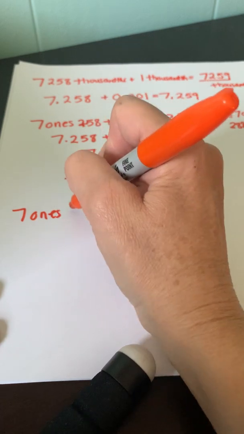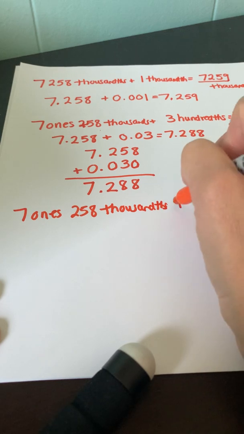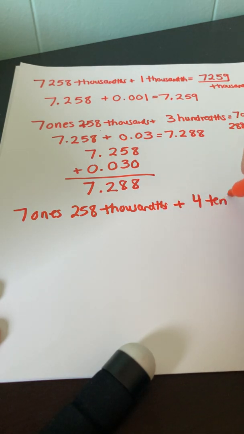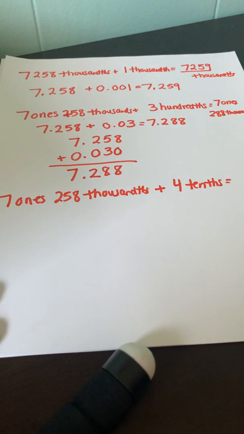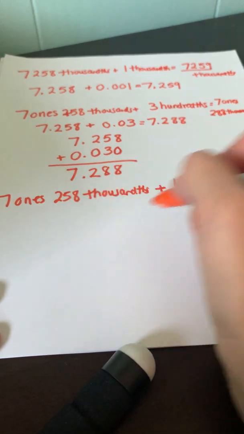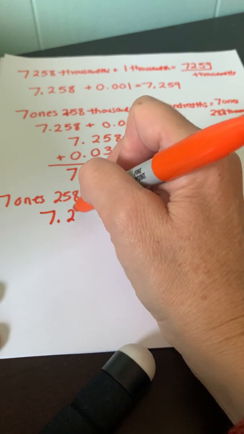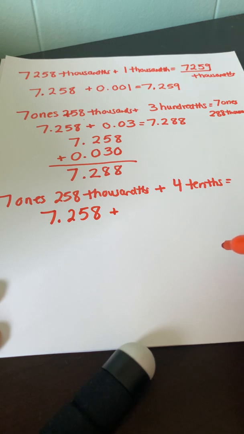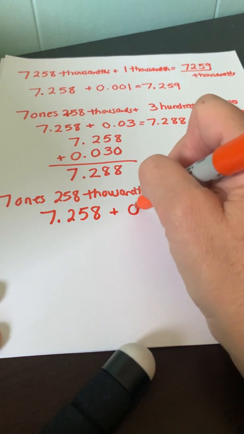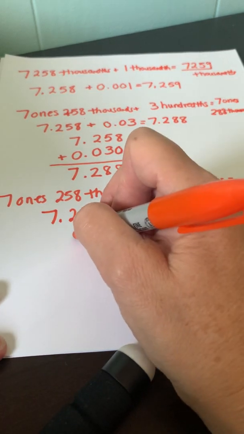What if I had 7 ones, 258 thousandths plus 4 tenths? Again, this is much easier to solve if you write it in standard form. Use your place value chart if you need to. 7 and 258 thousandths plus, how would you write 4 tenths? That's right, 4 tenths equals 0.4. Next step, put it in vertical form.